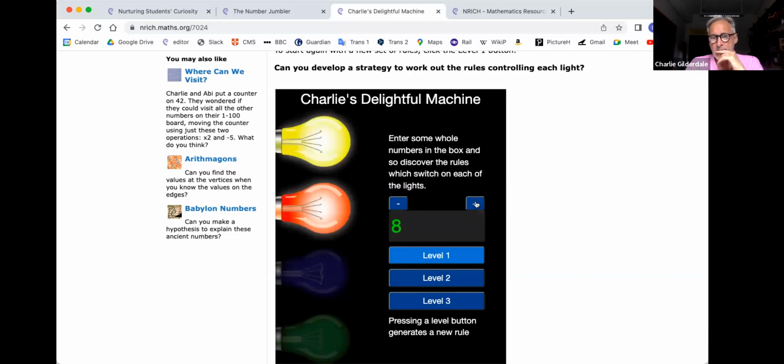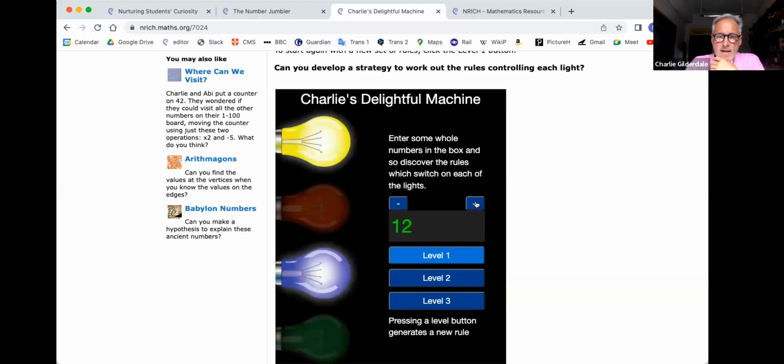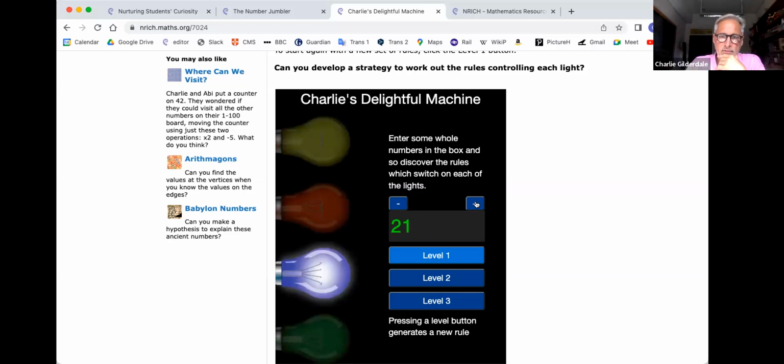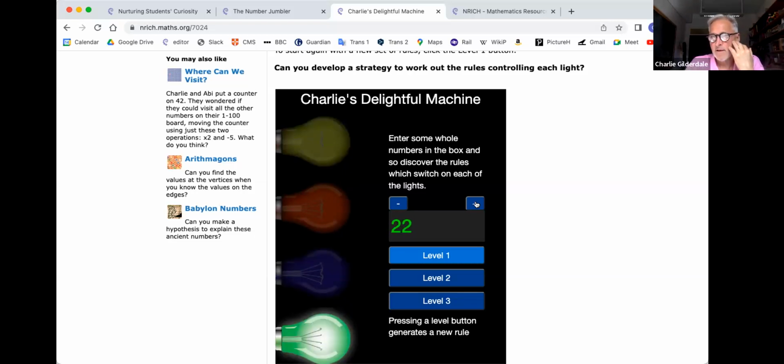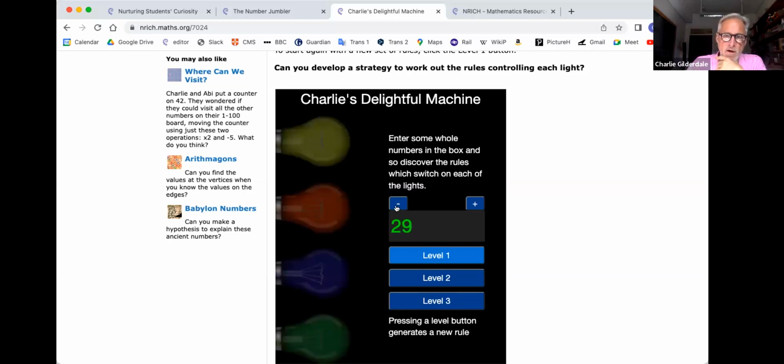But other rules determine whether the yellow light bulb switches on, or the red, or the green. So let's look at the green, for example. That's come on at 10 and at 16. So if we carry on adding 6s, at 22, so it always seems to be 2 less than a multiple of 6. So 34, yeah, 2 less than a multiple of 6.